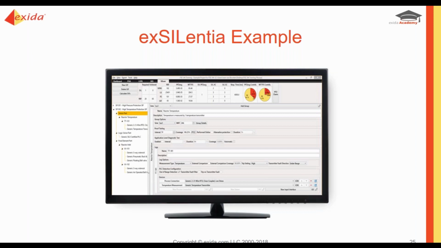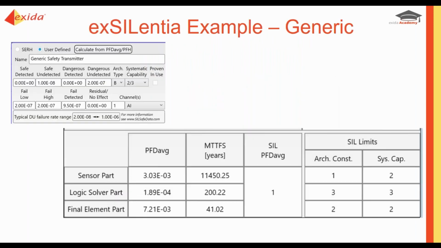I'm going to zoom in on this because I know you can't read this. But I put together a sample SIF, with some sensors, logic solvers, and final elements. Let's say I don't know what type of transmitter I am going to use yet, so I'm just going to use a generic safety transmitter. I'm going to go to SILSafeData.com, I took the upper bounds, and I'm putting this into my information, and I was able to run the SIL verification calculation. Told you the tools save you time.